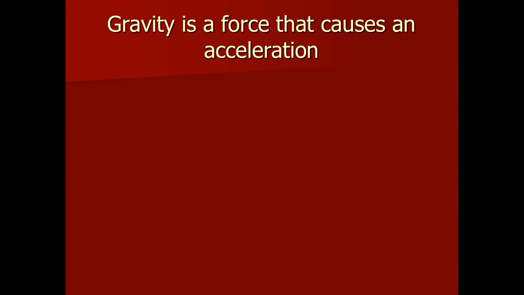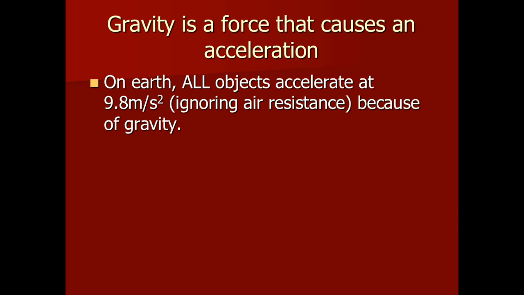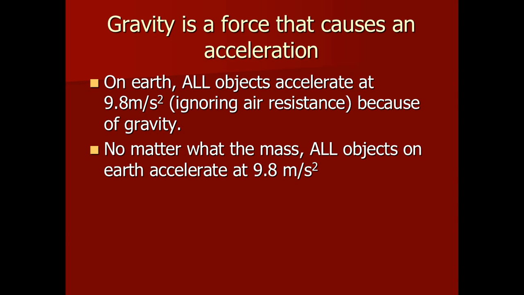Gravity is a force that causes acceleration. On Earth, all objects accelerate at 9.8 meters per second squared if you ignore air resistance because of gravity. Remember to think about acceleration like an interval. That means every second that goes by, the object's speed increases by almost 10 meters per second. That's going really fast. No matter what the mass of the object, all objects on Earth accelerate at 9.8 meters per second squared.